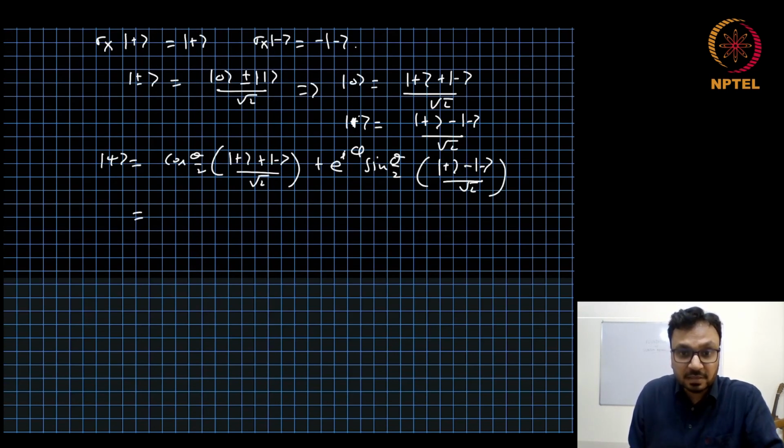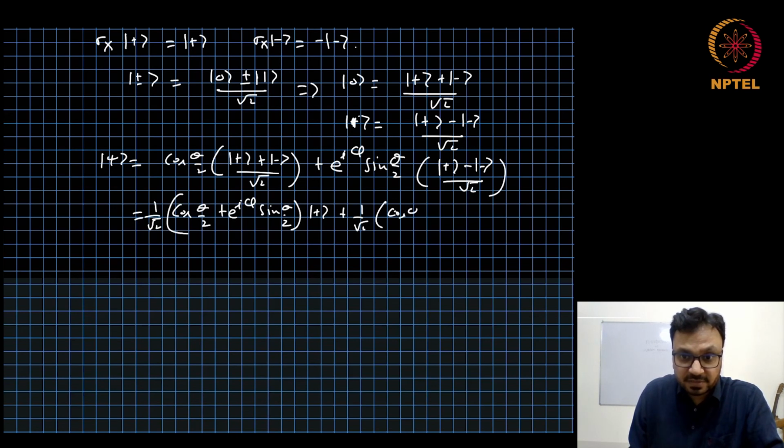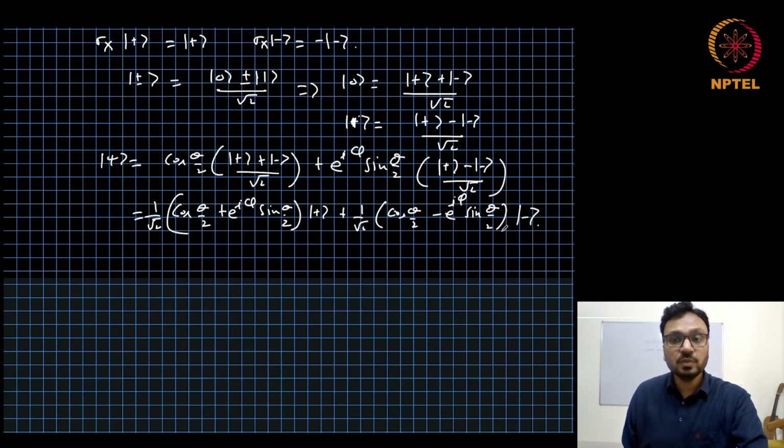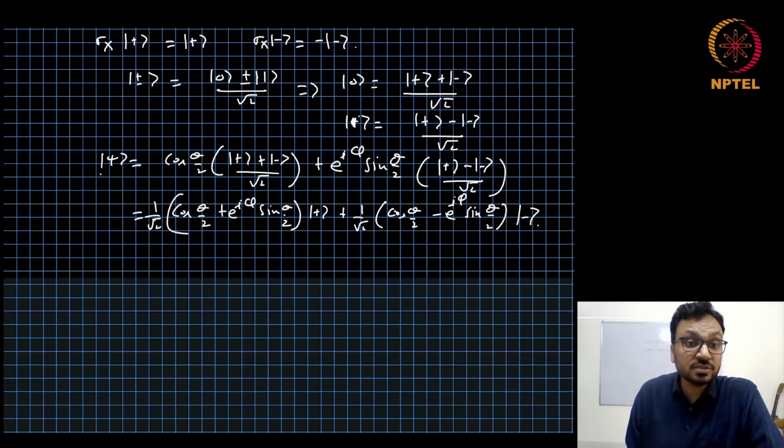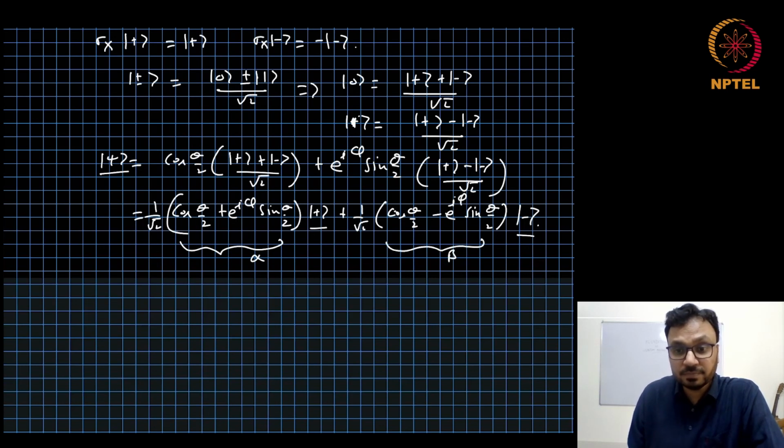Now we can gather the coefficient of plus and coefficient of minus separately. Cos of theta over 2 plus exponential of i phi sine of theta over 2: this is the coefficient of plus. Cos of theta over 2 minus exponential of i phi sine of theta over 2: this is the coefficient of minus. So this is the decomposition. This is the representation of psi in the plus and minus basis. Here this is alpha, and this is our beta.